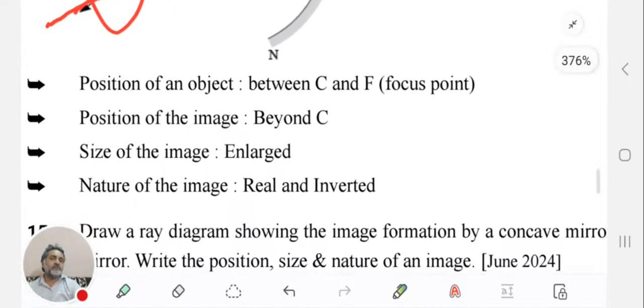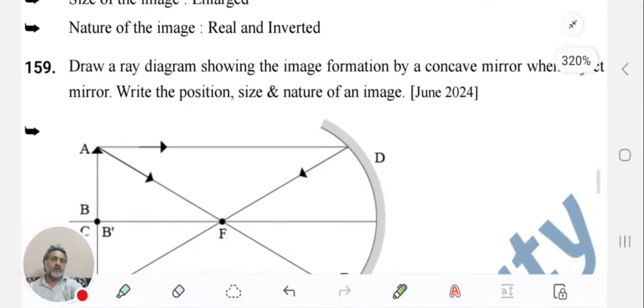Position of object between C and F, focus point. Position of the image beyond C. Size of the image enlarged. Nature of the image real and inverted.